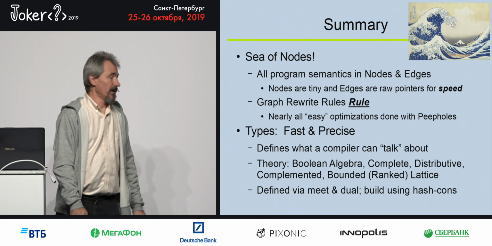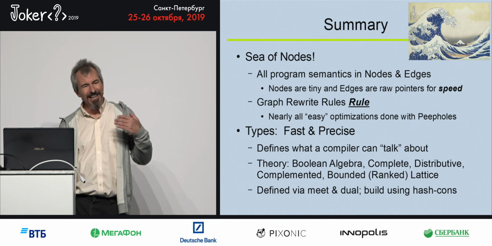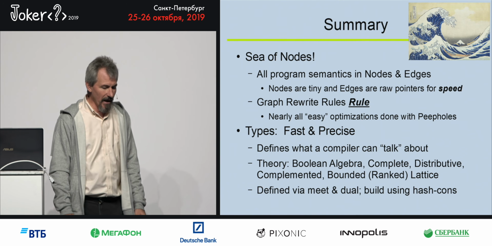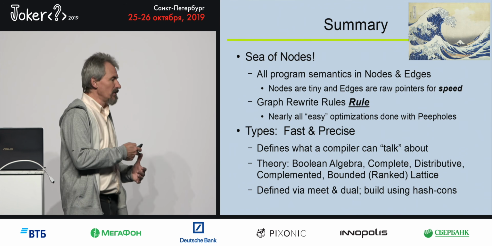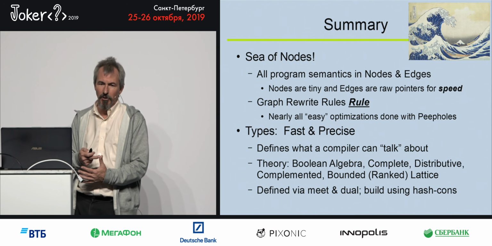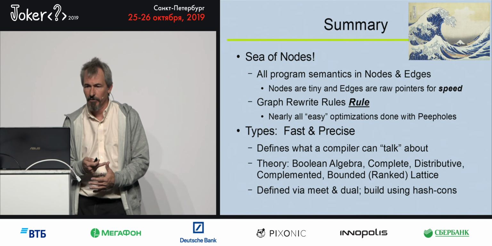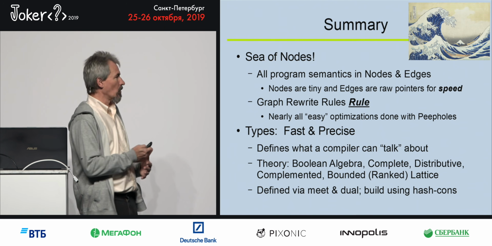The typing system defines what a compiler can talk about and reason about, and includes, unfortunately, a lot of heavy-duty theory. I encourage you to look at the Wikipedia page, but you can read in there about building using hash cons. If you don't know what that is, go understand it before you start mucking around in the type system. It's easy to get it wrong, and if you get it wrong even a little bit, you'll get it wrong in a bad way and things won't work.